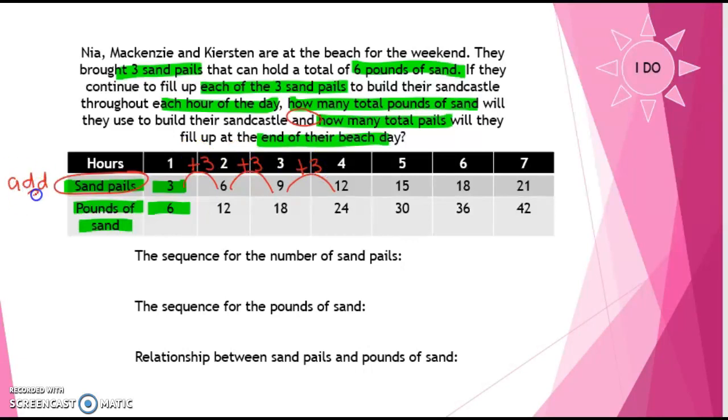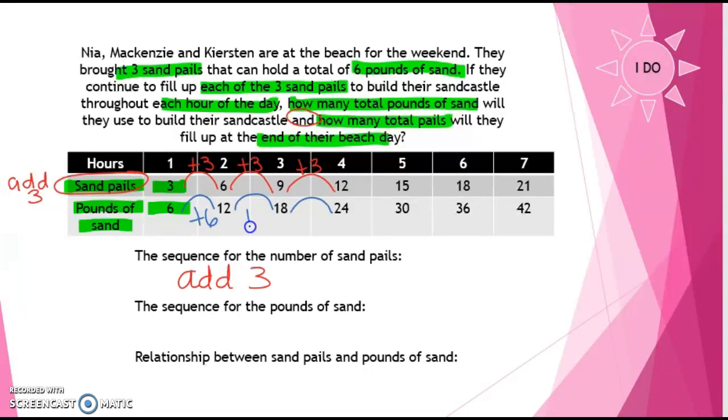Add 3. Now we're going to do the exact same thing, but we're going to look at the pounds of sand. Okay, we're only looking at the sequence rule right now. So we have add 3, put it there, that's a little bit better. And now we're going to look at the pounds of sand. So we have from 6 to 12, 12 to 18, 18 to 24, and we need to think to ourselves, if we go from 6 to 12 and 12 to 18, how much are we jumping or increasing each time?